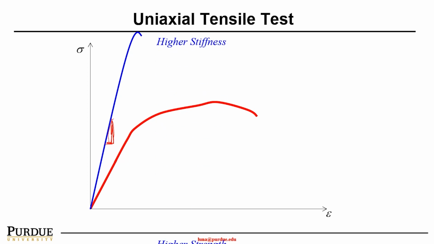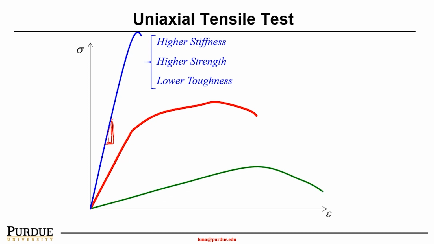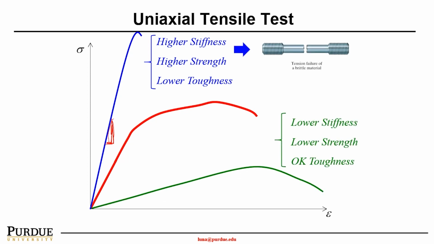So as such, the material will present very high stiffness and high strength, however, a lower toughness because the area under this curve has drastically reduced, such as the carbon fiber. Still, as shown here, in the tension failure of a brittle material, as we can see, there is a very nice fracture surface, very clean, and then all of a sudden it breaks into two pieces.